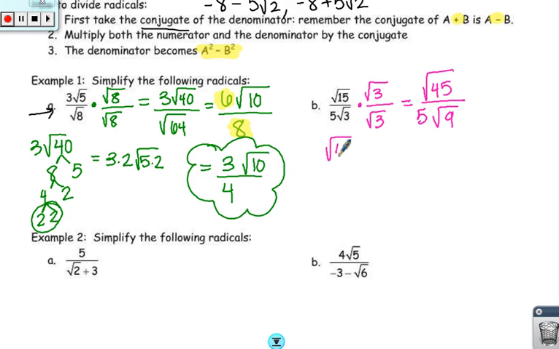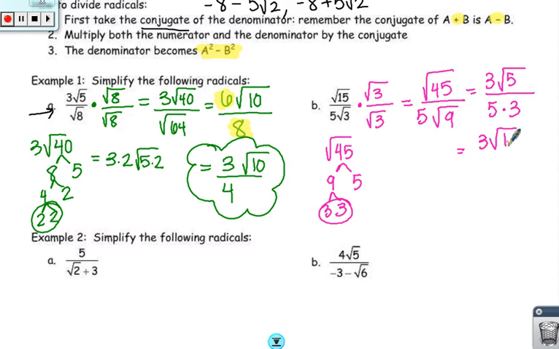Can I simplify the square root of 45? Sure. 9 times 5 is 45. 9 is 3 times 3. So a group of 3 comes out. The 5 stays in. On the bottom, what's the square root of 9? 3. So 3 square root of 5 over, what's 5 times 3? 5 times 3 is 15.